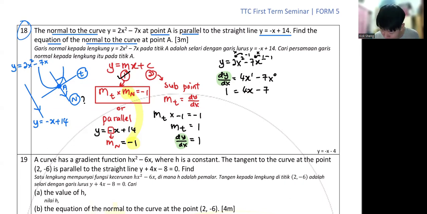So 1 plus 7 is 8. 8 divided by 4 is 2. So for point A, the x is 2. Okay, then continue. After you find the 2 already, you can sub it into the curve here and find the y. Yeah, so you have your point A.